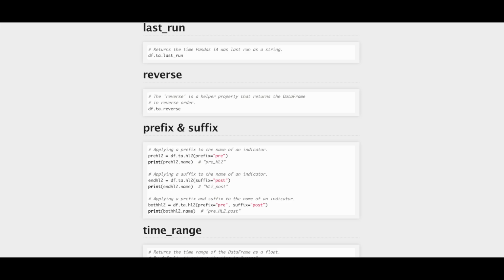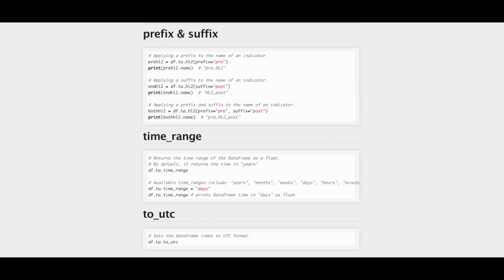Regarding prefixes and suffixes, to apply a prefix to the name of an indicator, we can simply use the prefix equal pre parameter. For suffix, we can use the suffix equal post parameter. We can also combine them together. For example, df.ta.hl2, to which we pass the prefix pre and the suffix post, and we'll obtain the column name pre_HL2_post.